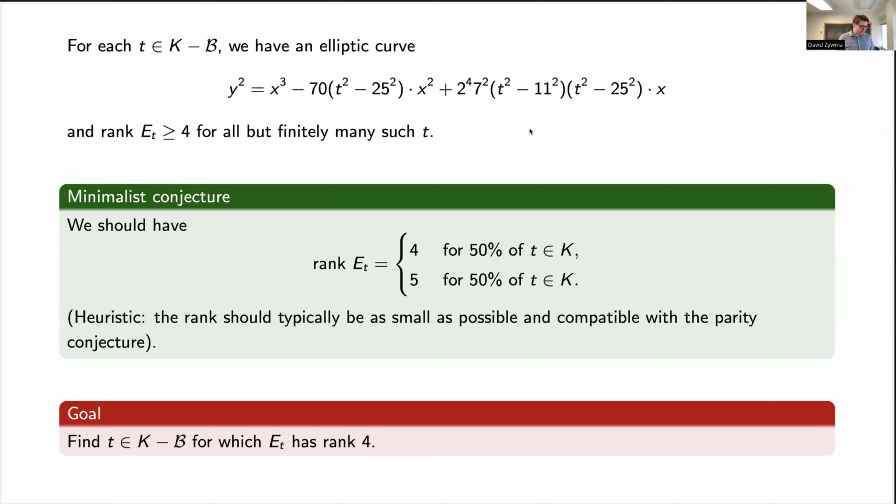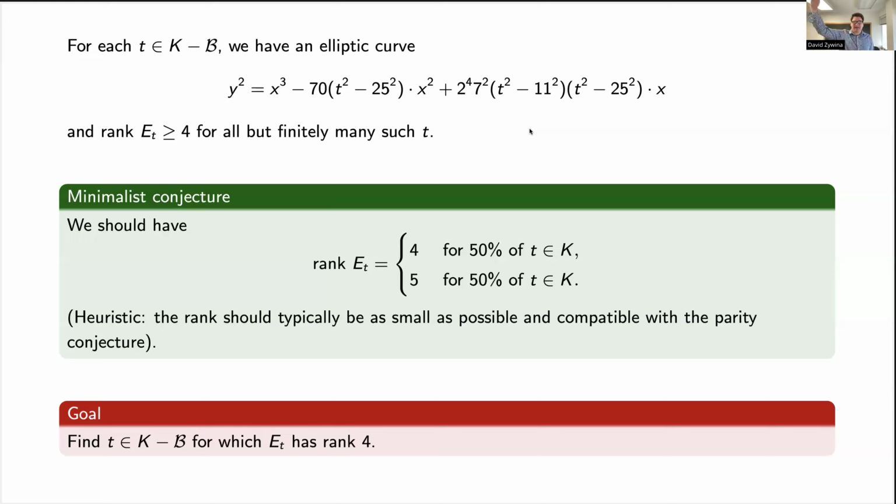And also there's the parity conjecture. The rank mod 2 should depend on the root number. So with this in mind, you would expect that the rank is 4 half the time and 5 half the time. And the goal in the rank 4 case is to find specializations for which the rank is exactly 4.